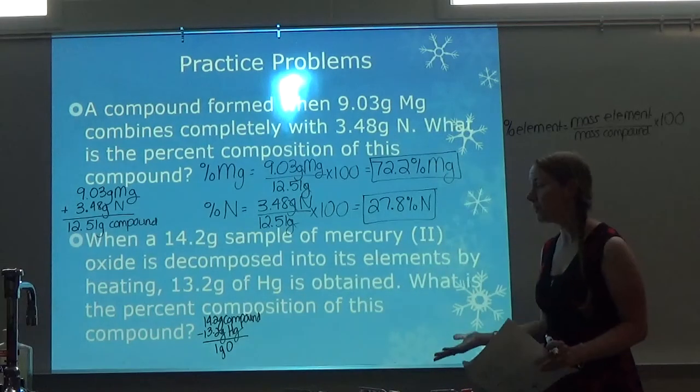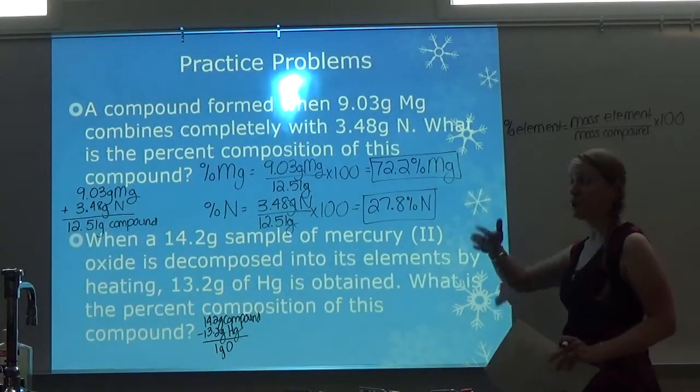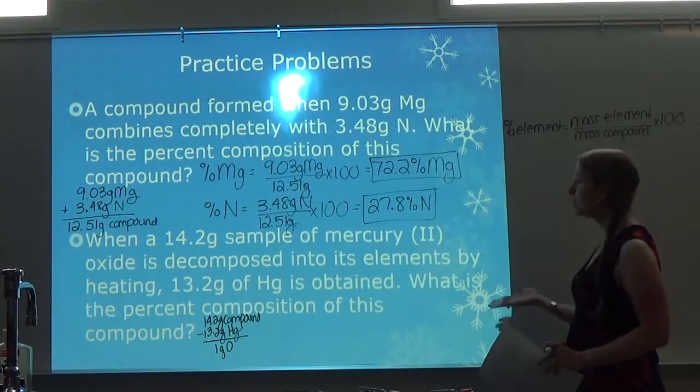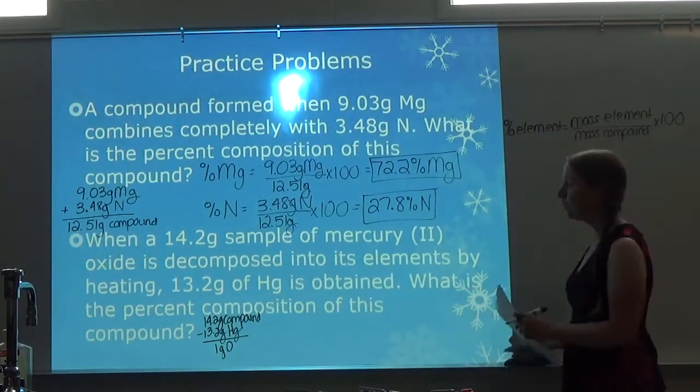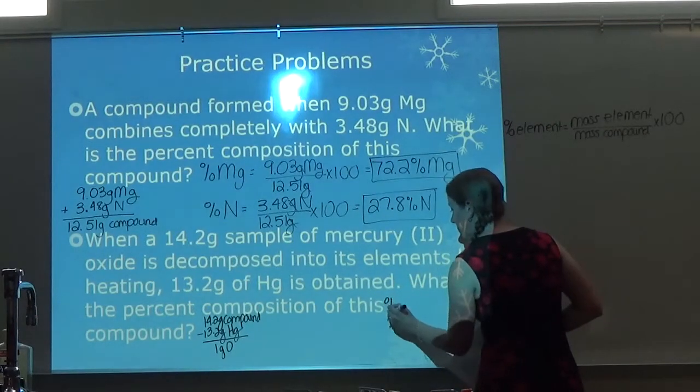So now I know this compound is 13.2 grams of mercury, 1 gram of oxygen. So now I'm ready to use my formula. I'm going to move over a little bit so that hopefully y'all can see a little better. I'm going to start with mercury.